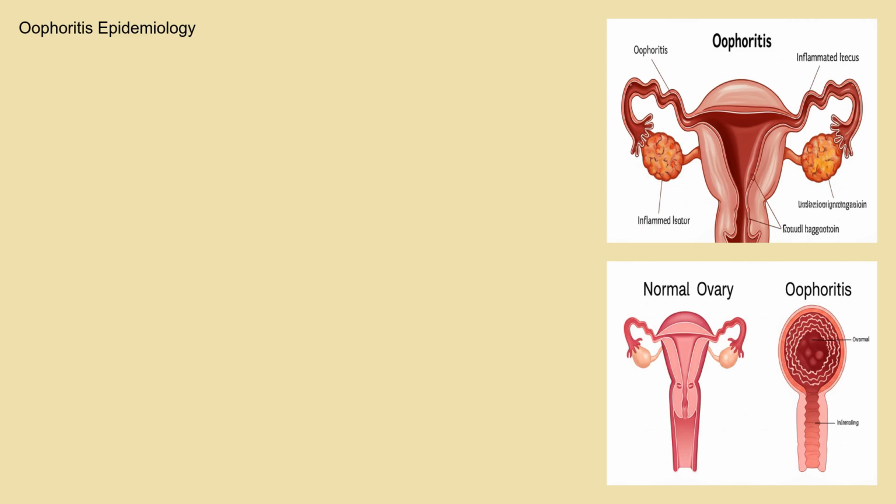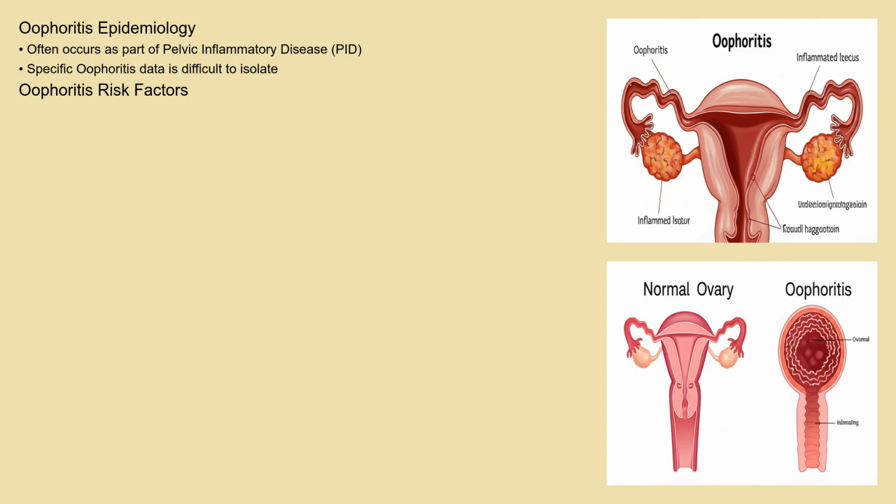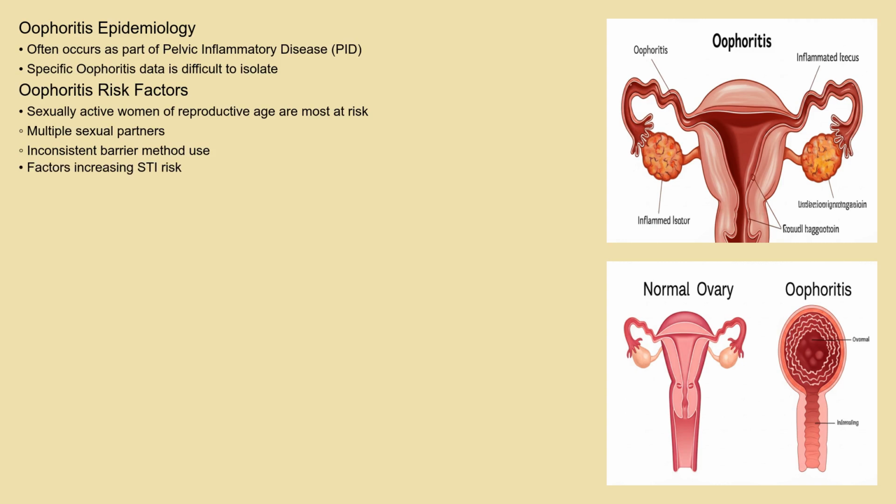Oophoritis often occurs as part of a broader condition called pelvic inflammatory disease, or PID. Because of this, specific epidemiological data solely for oophoritis is difficult to isolate. However, we know that PID, and therefore likely oophoritis as well, is most common in sexually active women of reproductive age, particularly those who have multiple sexual partners or who do not consistently use barrier methods of contraception. Factors that increase the risk of STIs, such as unprotected sex, also increase the risk of developing oophoritis.